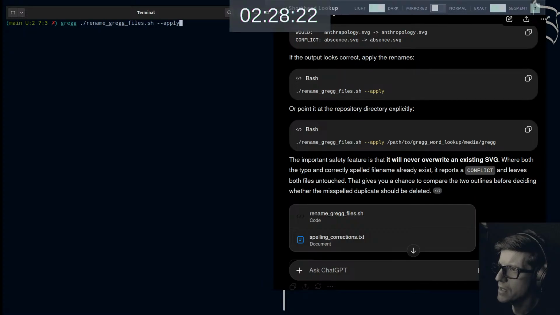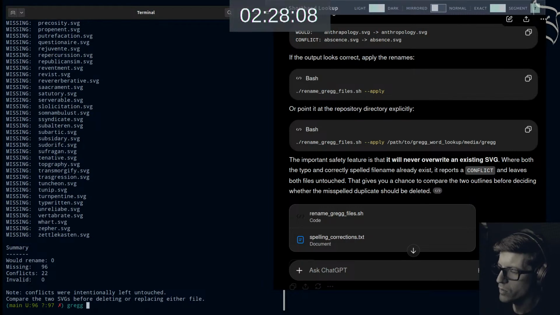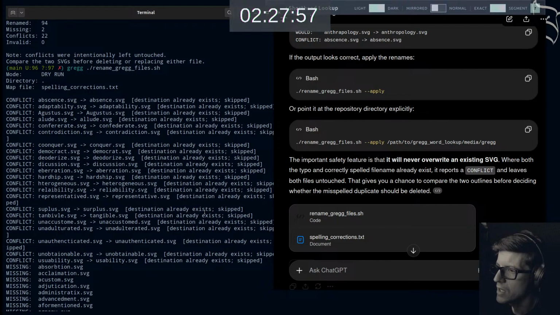Alright, so it's going to apply, and it renamed. Okay? Renamed, and now if we go ahead and do a dry run, would rename 0, conflicting or missing are 96, which means those are the files that were changed, and there are 22 conflicts. So what we need to do is get rid of the conflicting files, okay? So we're going to go in here, and we're going to copy. Oh boy, all of the conflicts look like they already exist.